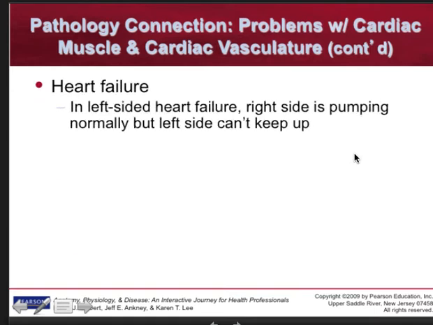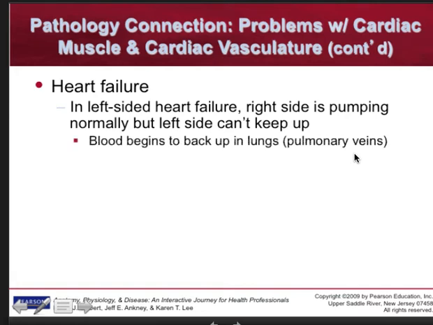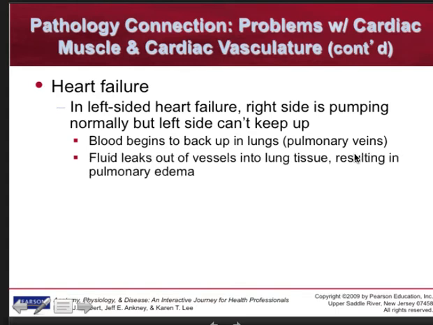In left-sided heart failure, the right heart is pumping normally, but the left side can't keep up, and so what happens is that blood backs up in the lungs, and as a result, fluid leaks out into the lung tissue, and this results in pulmonary edema. Think about it kind of like putting a dam in a river. Remember that when you dam up flowing fluid, behind that obstruction, fluid's going to build up.